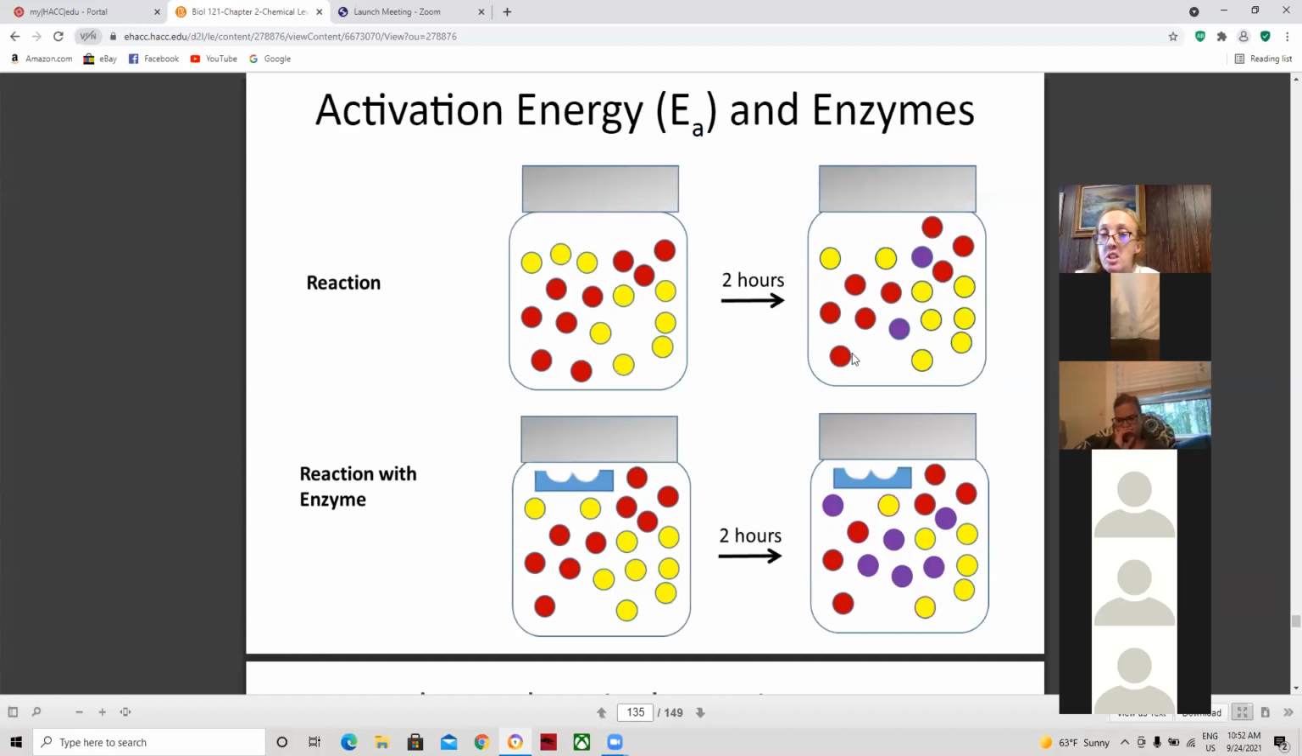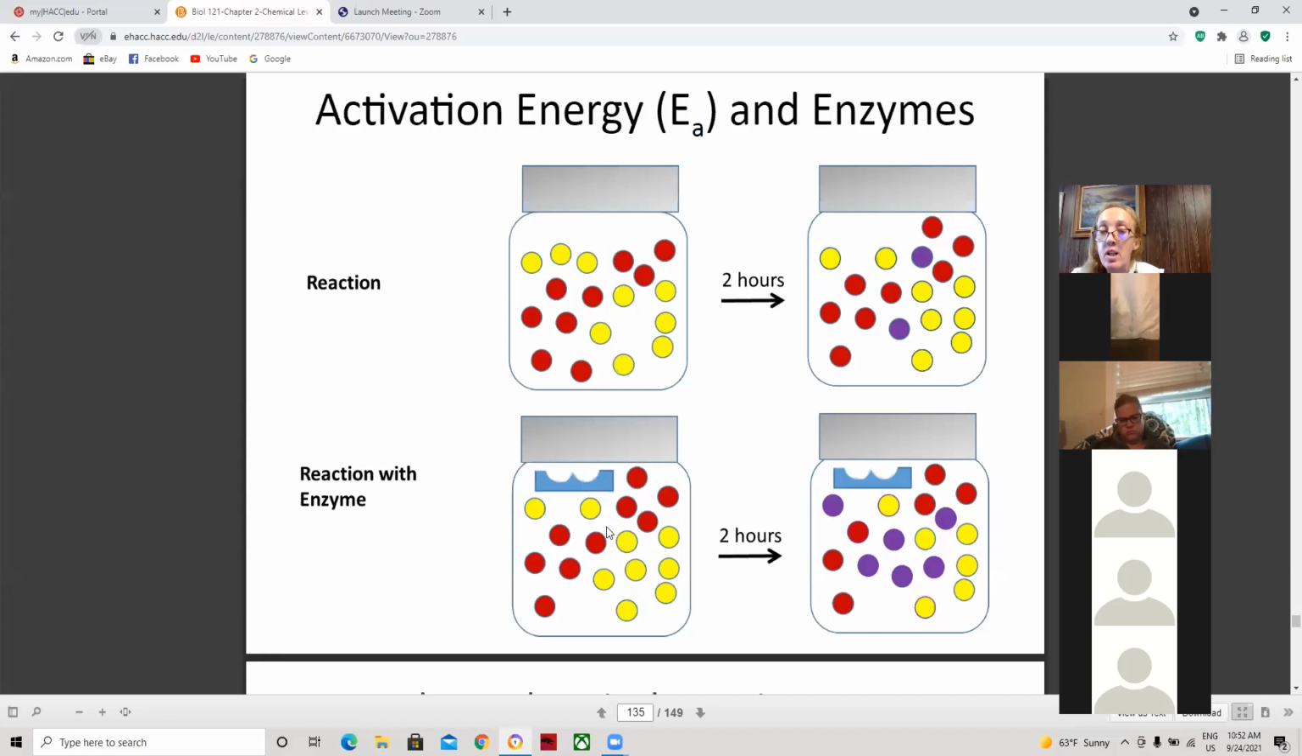So after 2 hours of just shaking, shaking, shaking, two of them, I've had 4 react to form 2 purple balls. An enzyme is something that I introduce in. This enzyme binds one yellow and one red. It has an affinity for the reactant balls, and it will put them at the right angle.